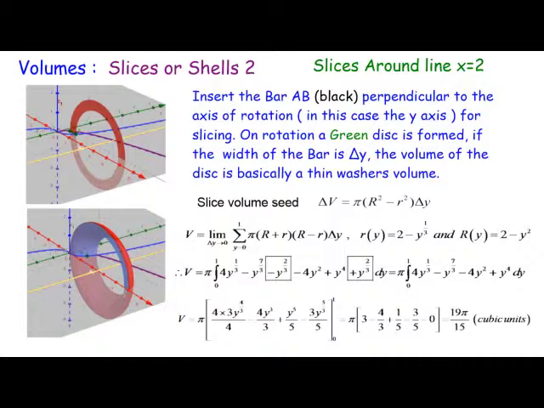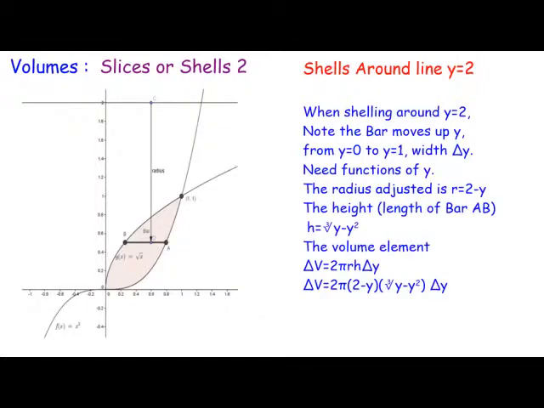The next one we're going to be looking at is shells. So we're going to start doing some shelling, and you can see here shelling about the line y equals 2. The shell will be formed by the bar AB, which is now parallel to the axis of rotation, the line y equals 2. We need to look at the radius. The radius is just 2 minus the height of the bar, which is its y value, so it's 2 minus y.